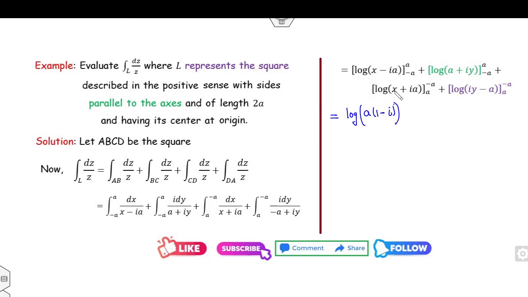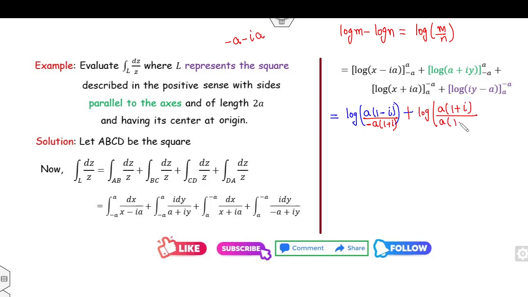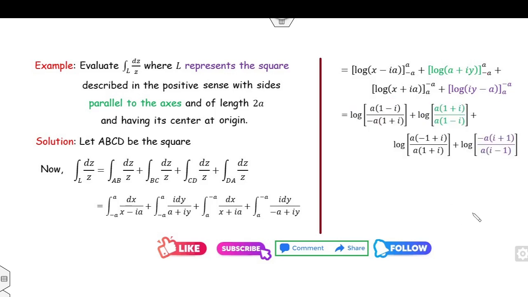Fine. This is upper limit minus lower limit, because we all know log m minus log n is always log m over n. So I can write the lower limit here. It is minus a minus iota a. Minus a I can take in common. It's a times 1 plus iota. Fine. Plus I can write for the second. Similarly for the second limit, it will be log of a common 1 plus iota divided by a common 1 minus iota. Plus similarly for the third case and the fourth case.